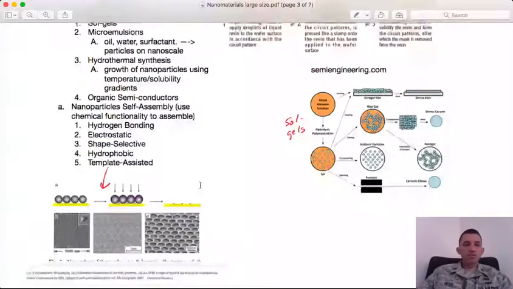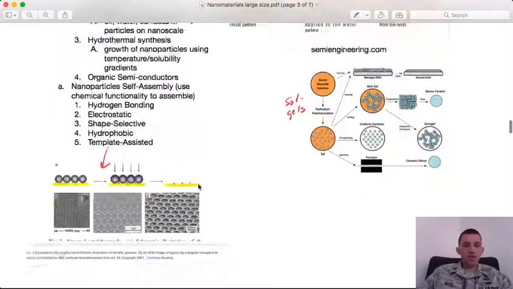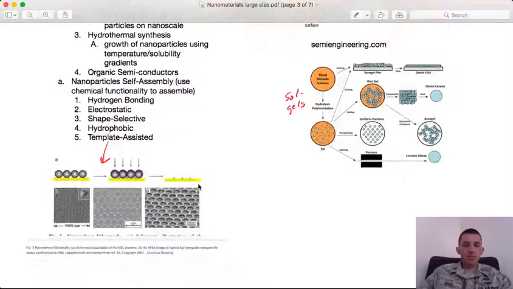And then also there's template-assisted self-assembly, where you have a template. So by other means, you've made regions where particles will fit, and then you can use that to create an orderly arrangement that gives you structure at the nanoscale.